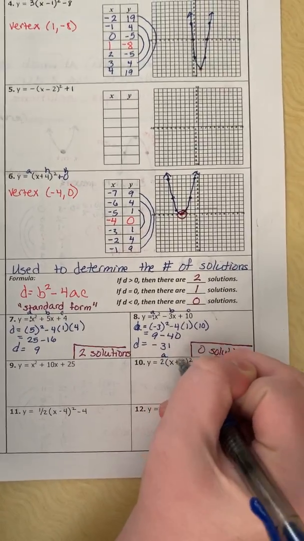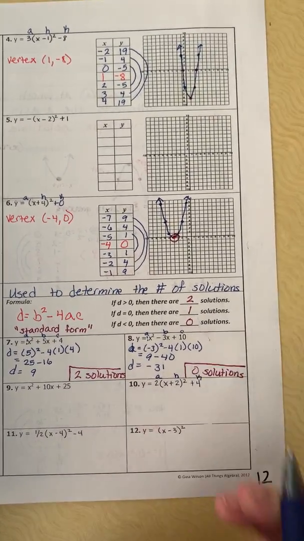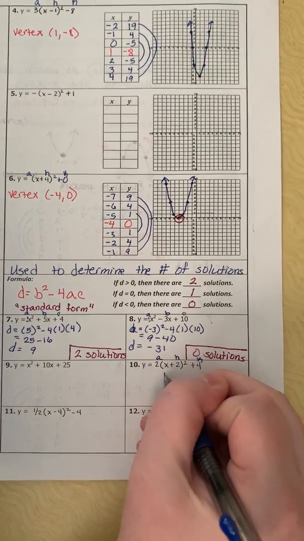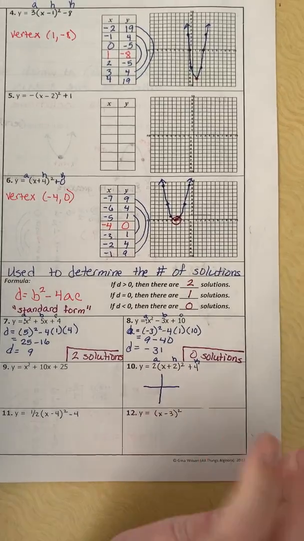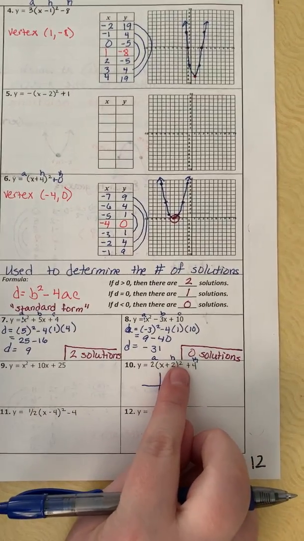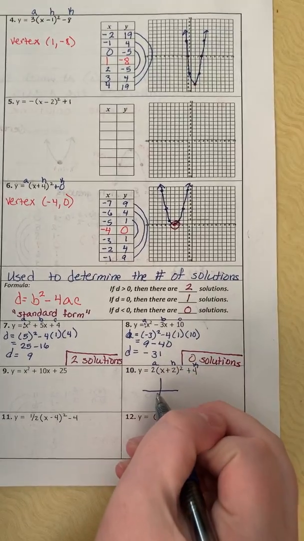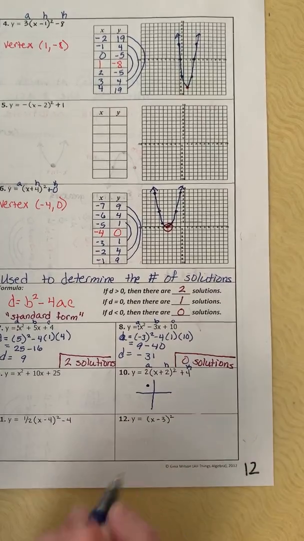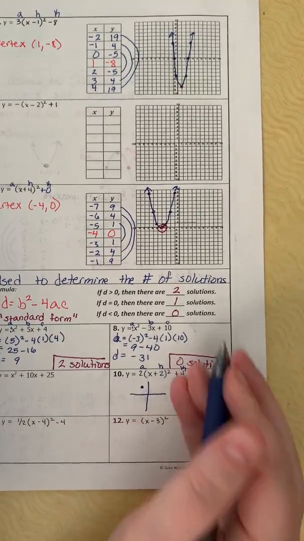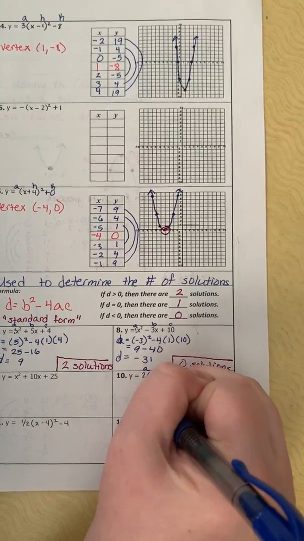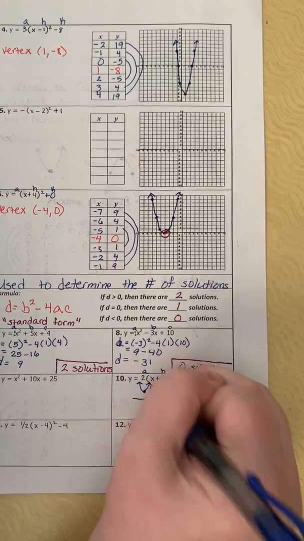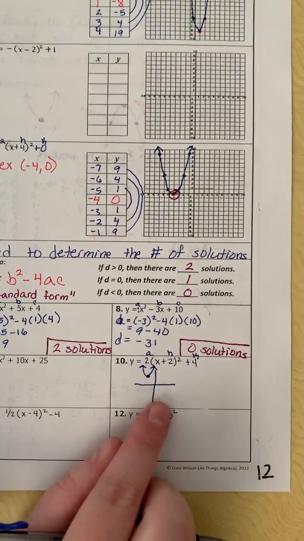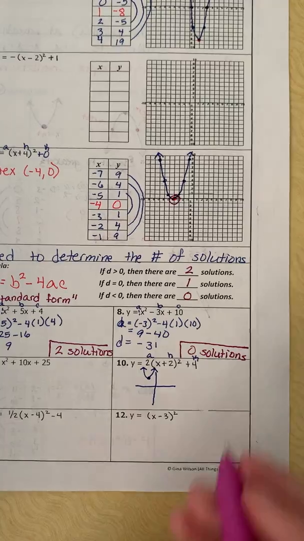We like this form because it gives us the vertex. I know that A is positive, so my graph is going to open up. And to find the vertex, my vertex is going to be negative 2, 4. So if I just quickly did that, negative 2 would be over here somewhere. Positive 4, it's going to go there. And A is positive, so the graph's going to open up. It's going to look something like that. Just by sketching it quickly, I now know that it's never going to come in contact with the x-axis. Therefore, I have 0 solutions.